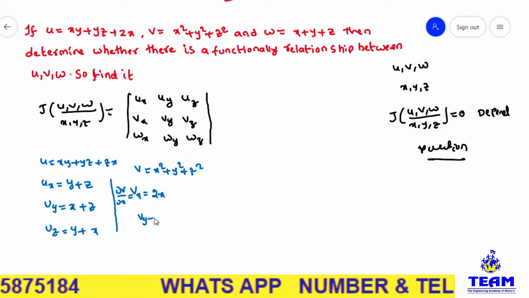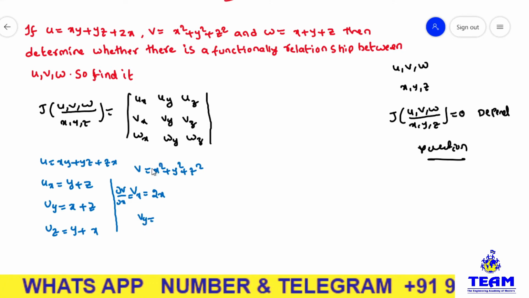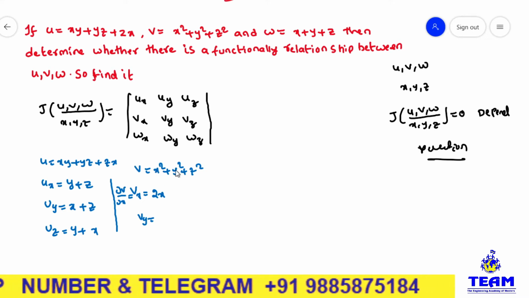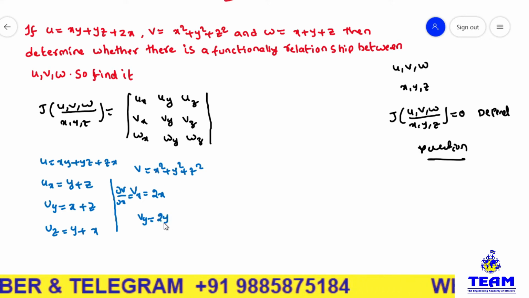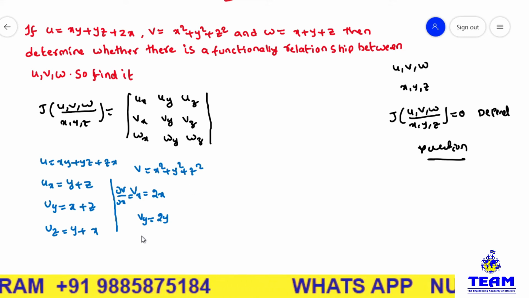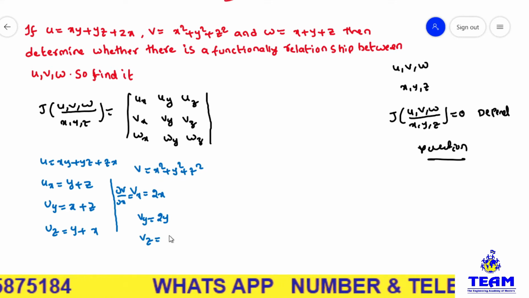Now dou v by dou y, differentiating partially with respect to y. Is there any y term in x square? No, so that derivative will be 0. The y square derivative is 2y, and the z square derivative is 0, because there is no y term. Now vz: this is 0, this is 0, and here you have 2z.